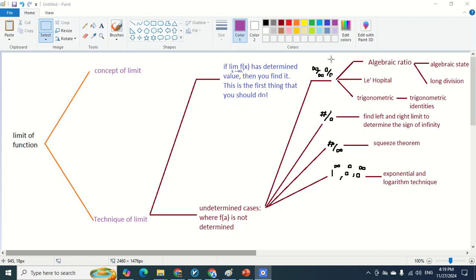Previously we talked about the cases of 0 over 0 for the algebraic ratio and trigonometric function, and today we want to start our discussion by talking about the case of a number over 0. So let us take a look at one example, and over the example we will discuss the situation.